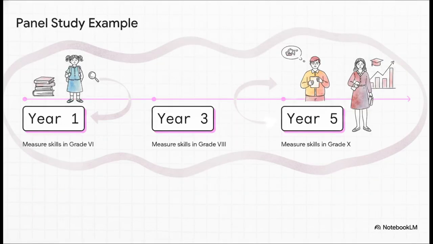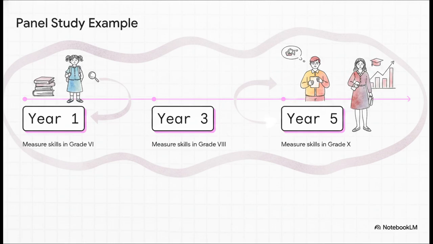Imagine mapping out a timeline to track the academic progress of a specific student group using a panel study. You measure their math and reading skills in year 1 when they are just in grade 6. Then, you intentionally wait. You come back to the exact same students in year 3 when they hit grade 8. And then you measure them one more time in year 5 when they are in grade 10.